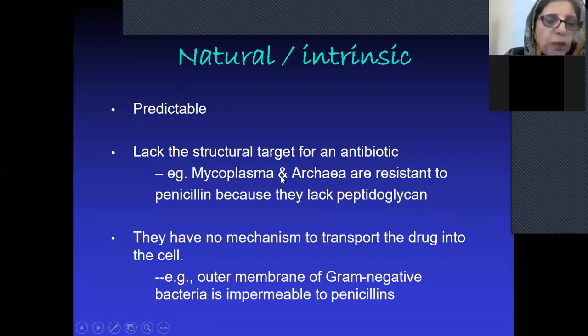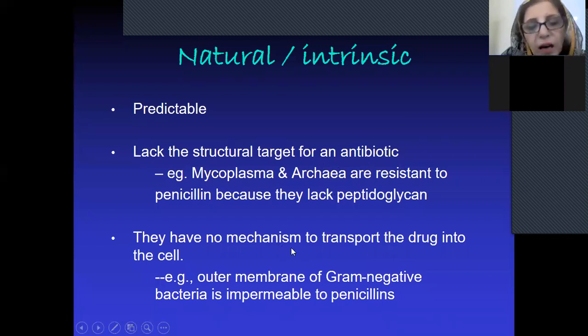And since mycoplasma lack peptidoglycan, they will not be susceptible to penicillin, because penicillins act on the peptidoglycan layer. They cause the breakage of the peptidoglycan linkages, and therefore they are able to destroy the bacteria. Therefore, this is a natural attribute of the mycoplasma that it does not have a peptidoglycan. Therefore, it is not susceptible to the penicillin group of antibiotics.